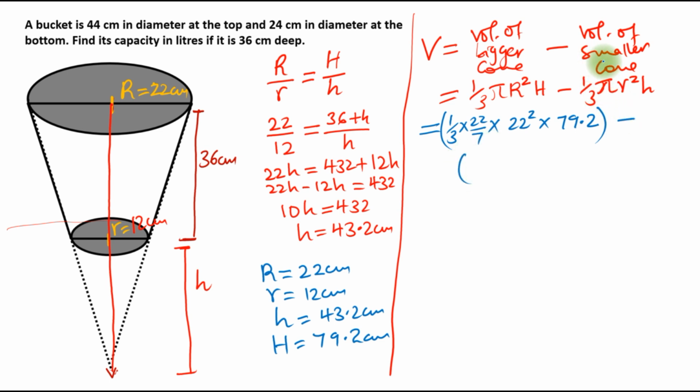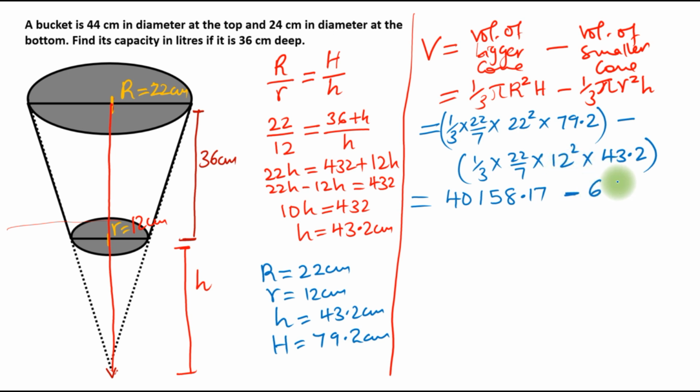Then the next one is the volume of the smaller cone, which will be a third times 22/7 times small r is 12, so 12 squared, then times the height of the smaller cone, which is 43.2. If we work it out, the first part, we end up getting 40,158.17 minus the volume of the smaller cone. Using a calculator, we get 6,517.03 centimeter cube. So if we subtract, we end up getting 33,641.14 centimeter cube.